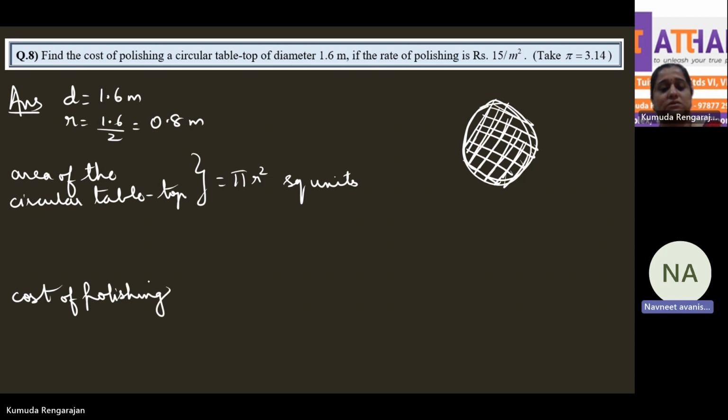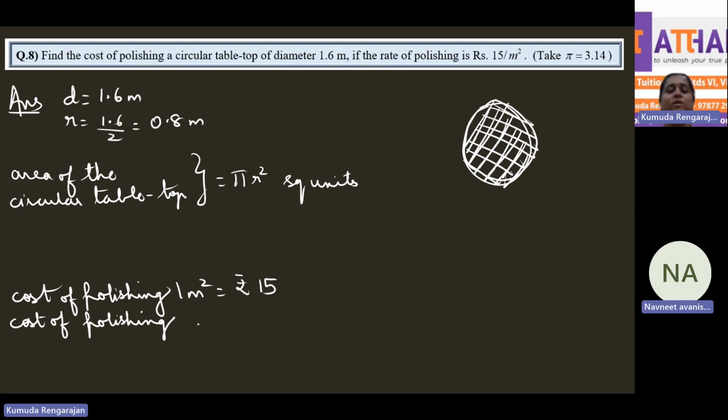Cost of polishing is equal to 1 meter square is equal to 15 rupees. So 15 rupees into the area. Correct. Very good. Cost of polishing, whatever the area is. Find this. Complete this answer, children. Ma'am, I already came to the area. Very good. Okay, fine.